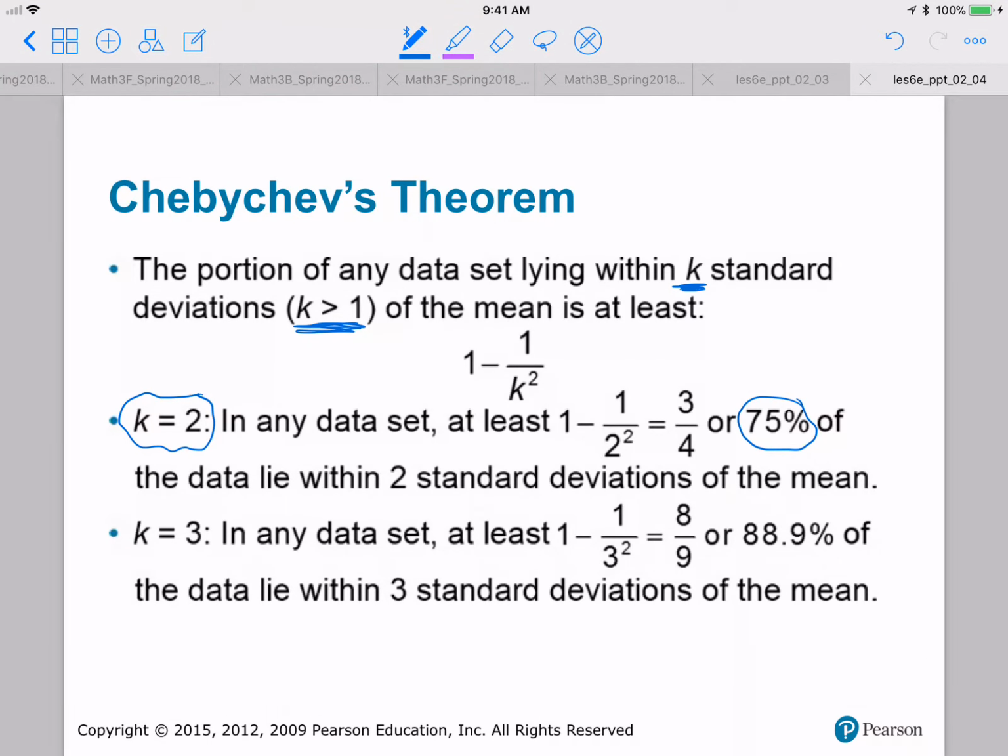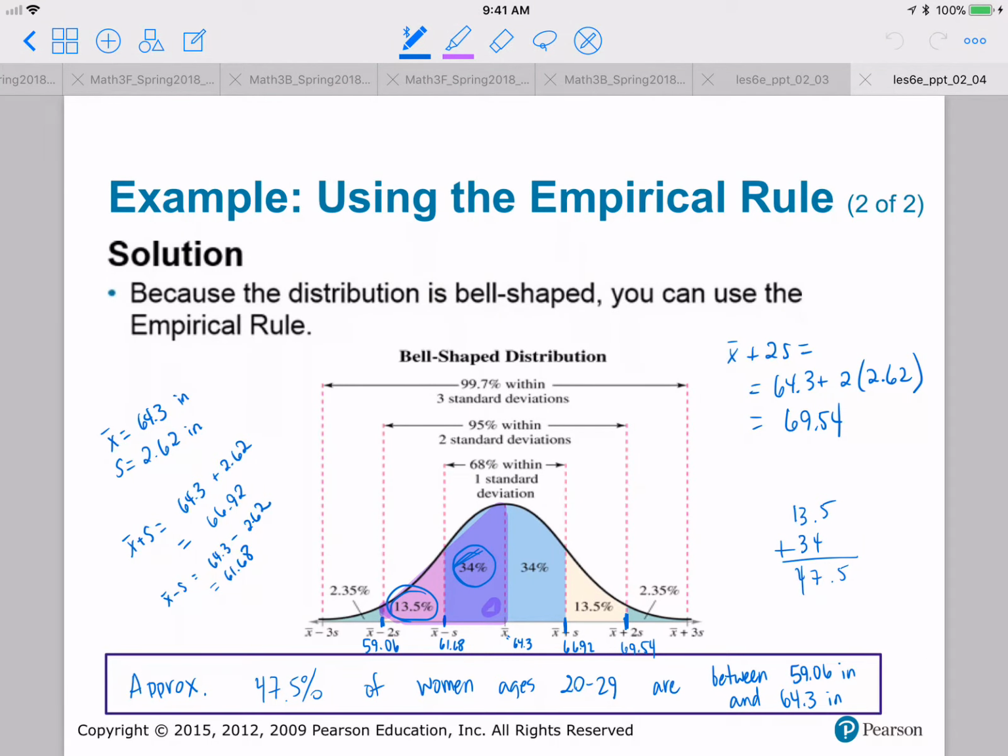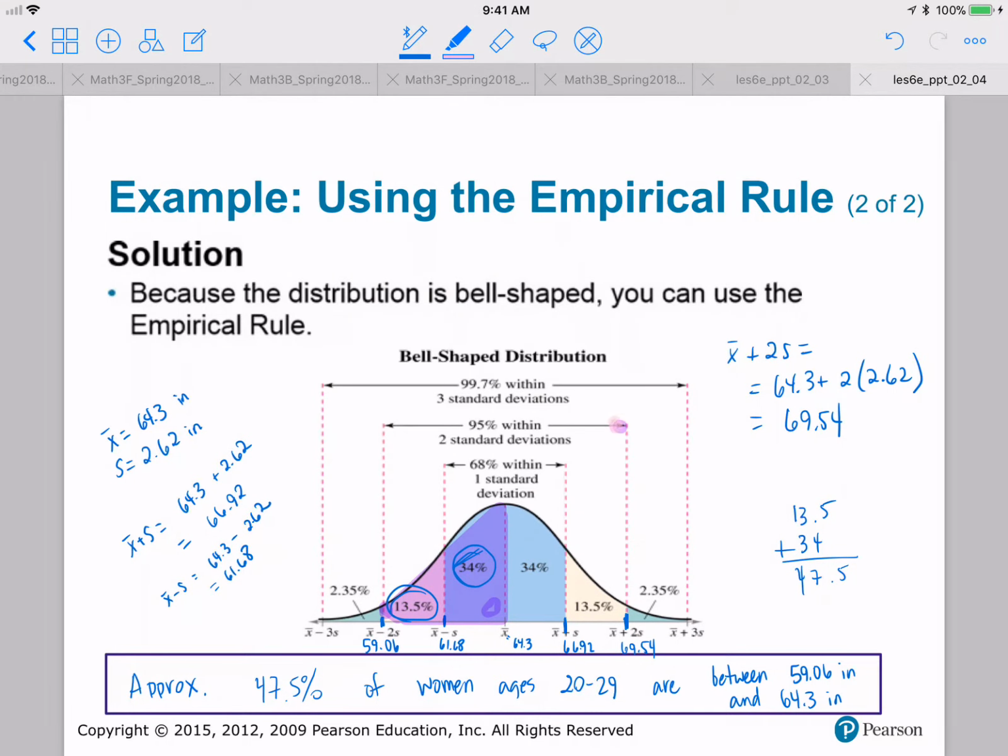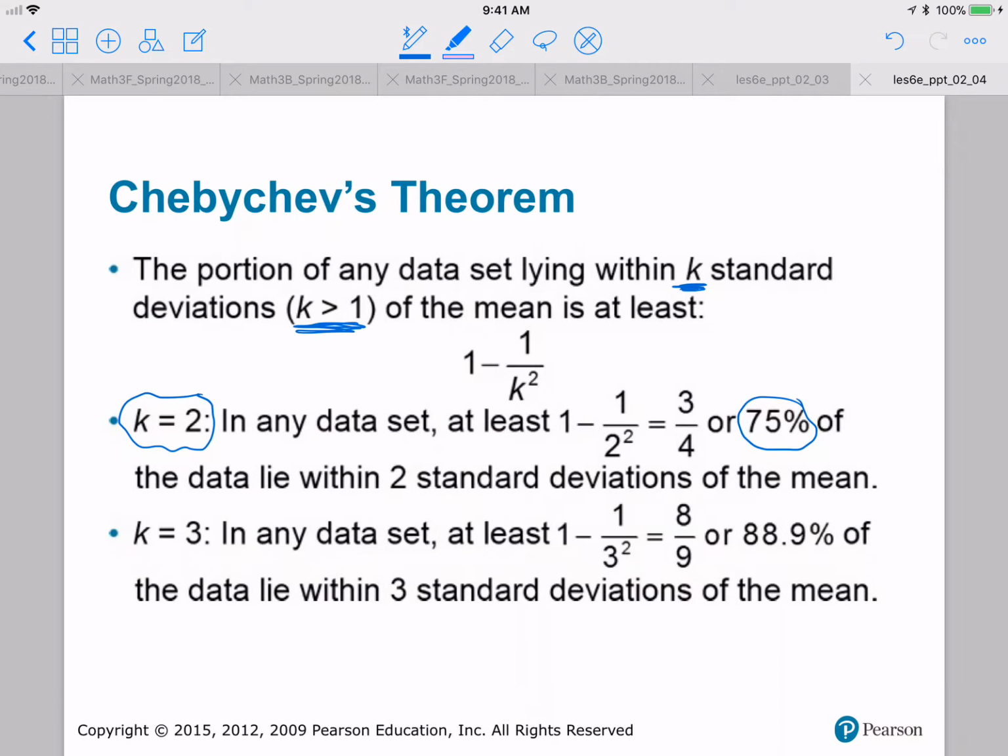So notice that with the empirical rule, we are saying that what lies within 2 standard deviations, the best we can say is 95% is within 2 standard deviations. However, with Chebyshev's theorem, we're able to say that at least 75% of the data lie within 2 standard deviations of the mean.